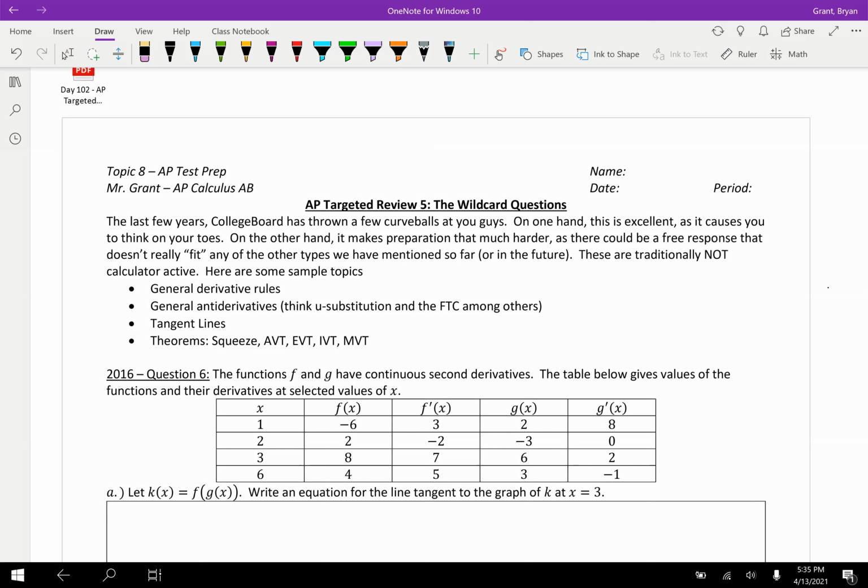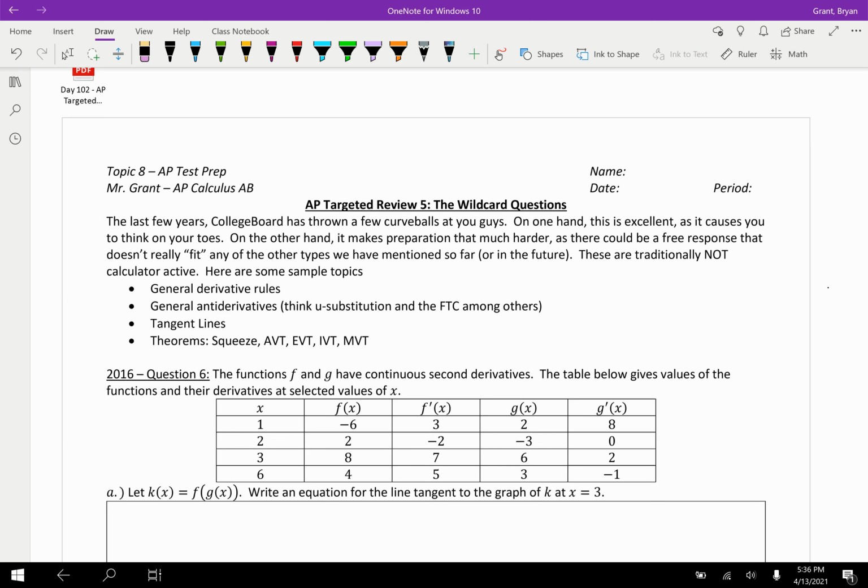What the heck are these wildcard questions? Well, the last couple years, College Board has kind of just thrown this free response at you, one of the 6 free responses that just kind of has a myriad, a variety of different topics and problems on here. They don't fit nicely into any of my categories, so I just made a wildcard category. Maybe it's like the potpourri category on Jeopardy!